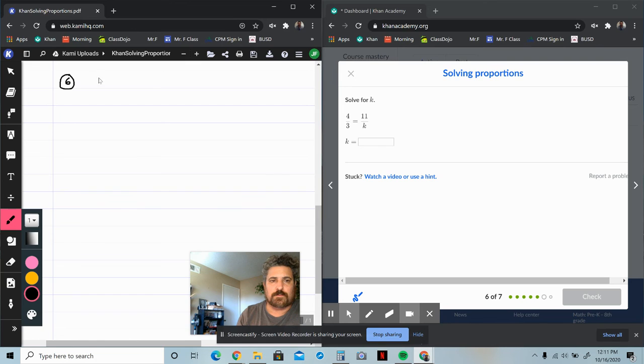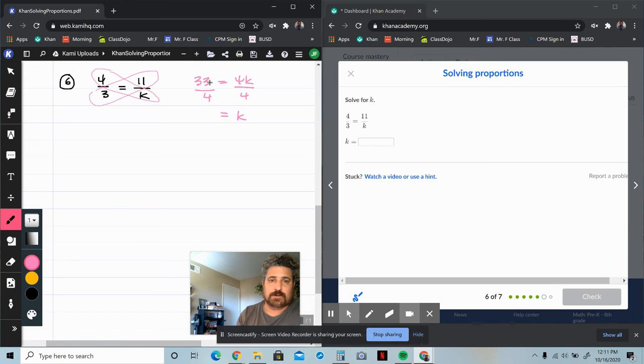It is 4 over 3 is equivalent to 11 over k. There's no relationship that I see between 4 and 11 that's easy to see. So because they're not really compatible, I recommend doing the cross product. So 3 times 11 is equal to 4 times k. That's it. So write it out and solve the equation. So 3 times 11, which is 33, is equal to 4 times k. How do you undo times by 4? Divide by 4 both sides. And you get 1k must be equal to 33 fourths.